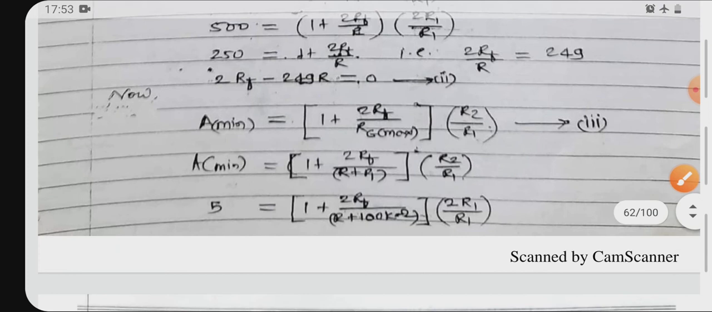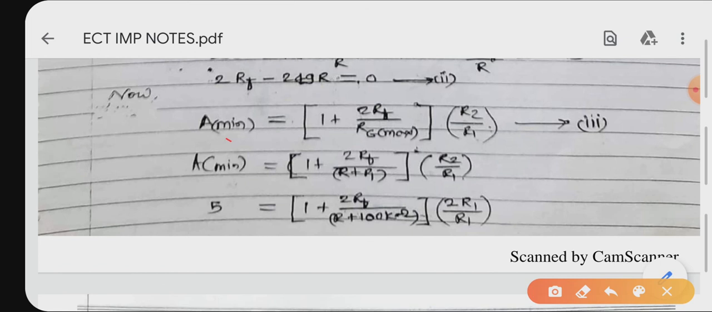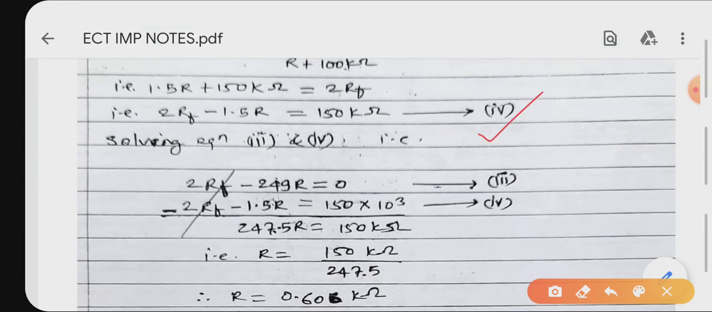Okay, then put the formula for A min, minimum value of gain. For minimum value of gain, there will be RG max. RG max will be the addition of R plus P1. Okay, and R2 can be replaced by 2R1 as it is given in the problem. So A min is kept here, R as it is, and that P1 is a variable resistor of 100 kilo ohm. By rearranging this, you will get equation number 4, 2RF minus 1.5R is equal to 150 kilo ohm. Now you can solve these two simultaneous equations, equation number 3 and 4.